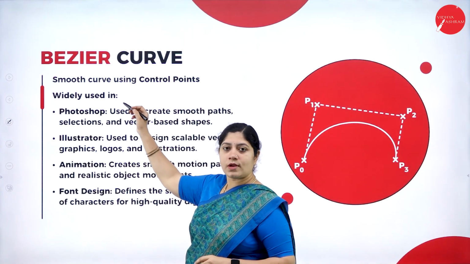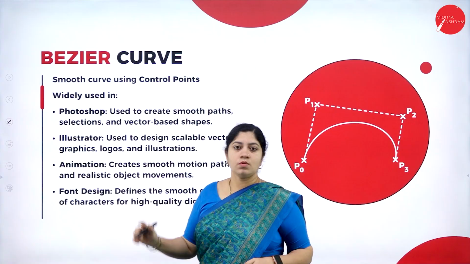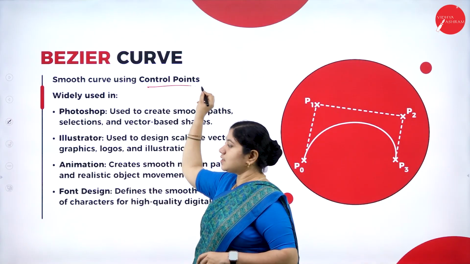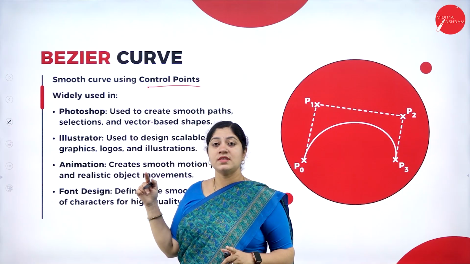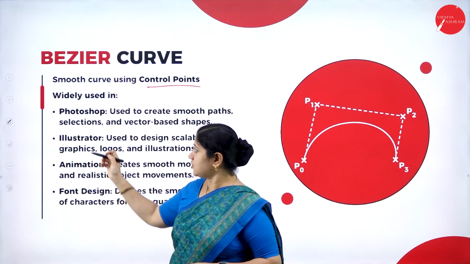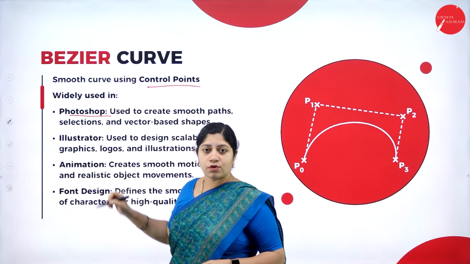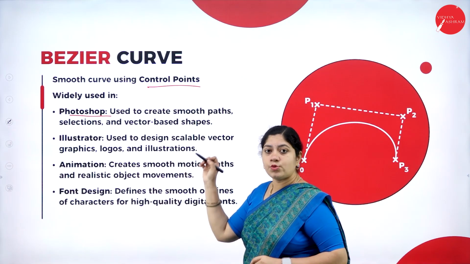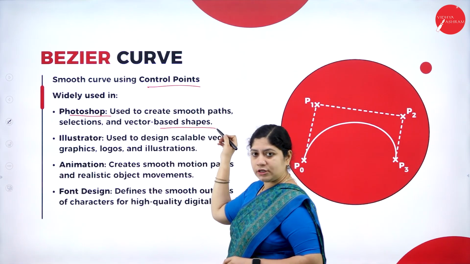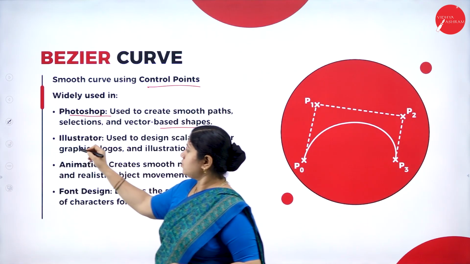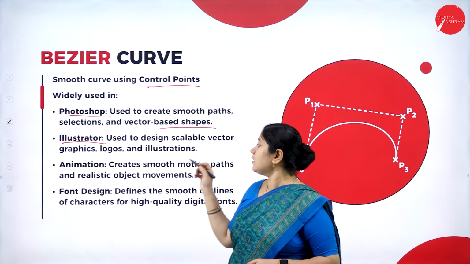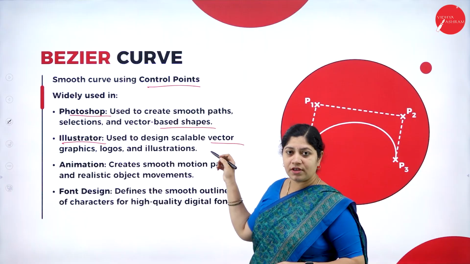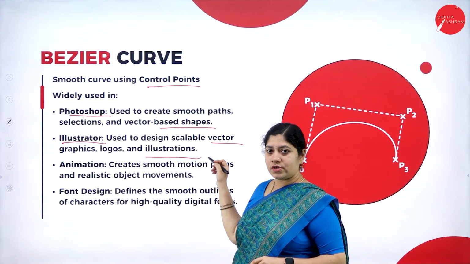Yes, the next one is all about our Bezier curve. As we know, with respect to this curve there lie control points, right? And because of these control points, it has a wide level of applications. For example, it is used in Photoshop in order to create smooth paths as well as selections and vector based shapes, and it is also used in Illustrator, which is used to design scalable vector graphics, logos, as well as illustrations.